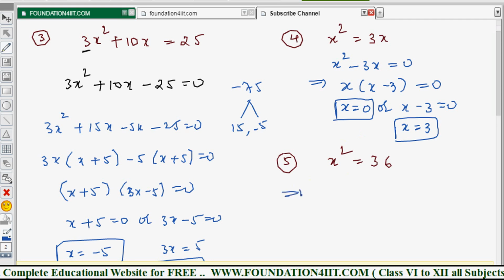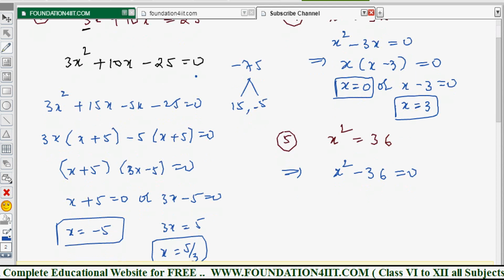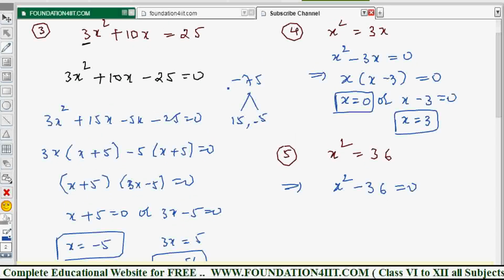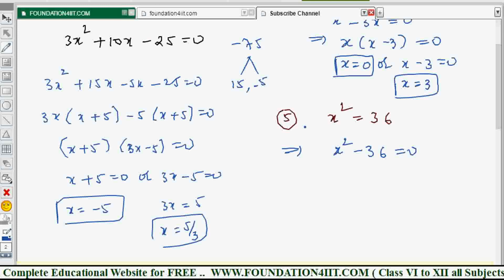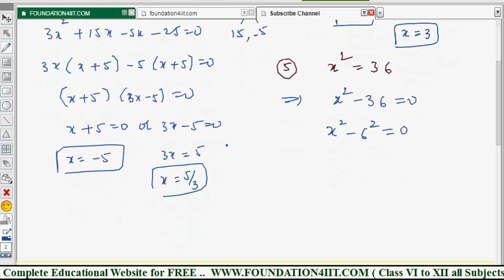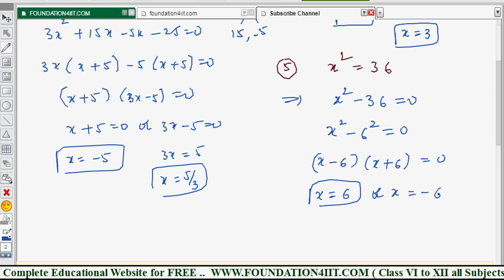Now the fifth example, there is no x term, but the method is the same. x square minus 36 is equal to 0. Take all the terms to the left side. If any one of the terms is missing, either the constant term or the x term, then we can directly convert it easily into two linear equations. x square minus 36 we can write as x square minus 6 square. Check if it is possible to use the a square minus b square formula. It's possible. So x minus 6 into x plus 6. A square minus b square is a plus b into a minus b. So x is equal to 6 or x is equal to minus 6.